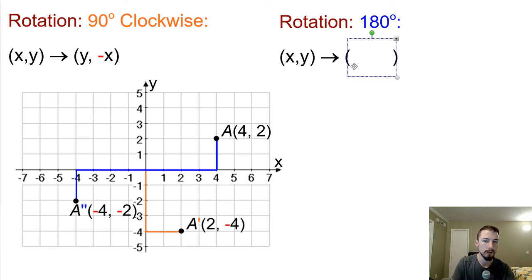is we make them both opposite. So we have x and y becomes opposite x and opposite y. So any point that you want to rotate 180 degrees, you just make the quadrants opposite.